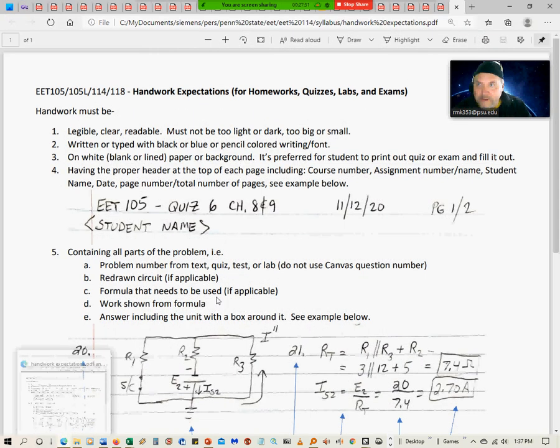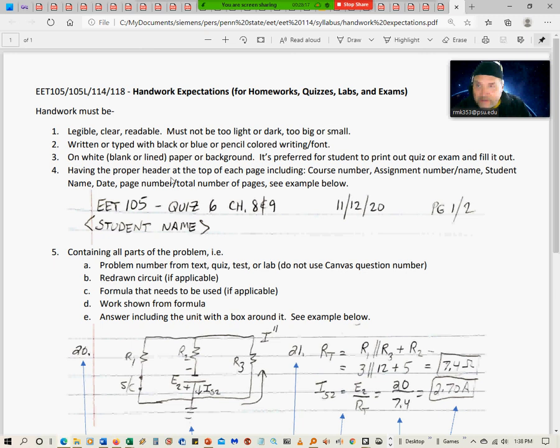So here it is. This is handwork expectations, and this is all common sense, but again, not everybody's going to submit it, or you guys are going to forget, or you might give me something that I can't make out. So I have to give you these guidelines. Must be legible, clear, and readable. Must not be too light or too dark, too big or small. I have to be able to read it. Has to be written or typed with black or blue or pencil colored writing or font on white, black, or lined paper or background. I prefer you to print out a quiz or exam and fill it out. It just makes life easier on me and you.